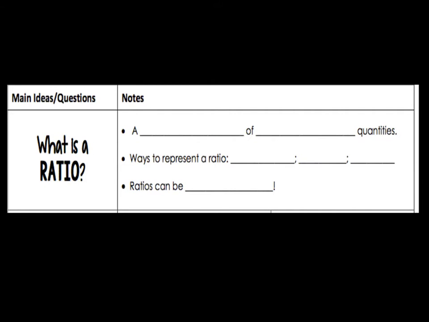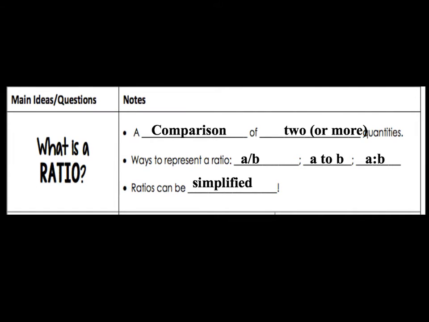What is a ratio? What do you think a ratio is? Well, a ratio is a comparison of two or more quantities. There are ways we can represent a ratio. We can do it as division, A over B. We can write it A to B using the words, or A colon B. What you must remember, though, is that ratios must be simplified.